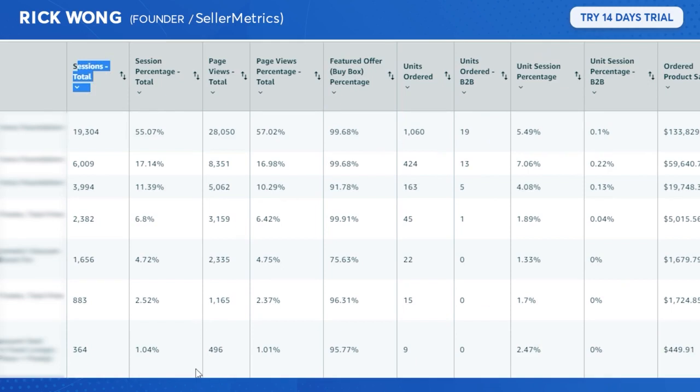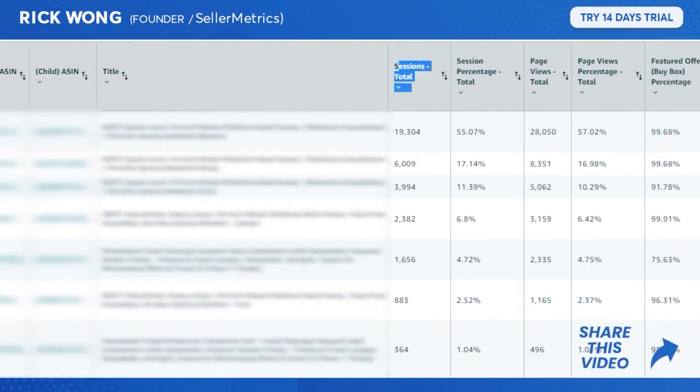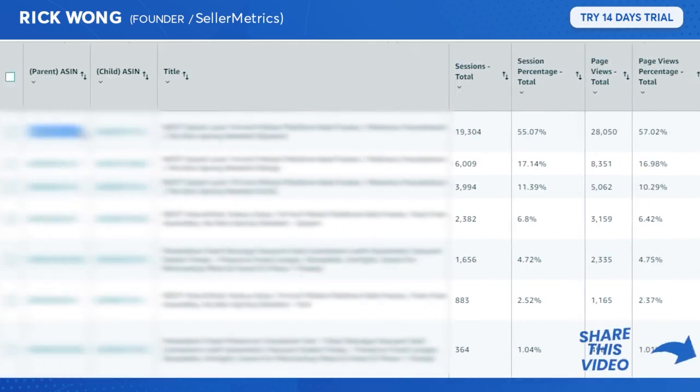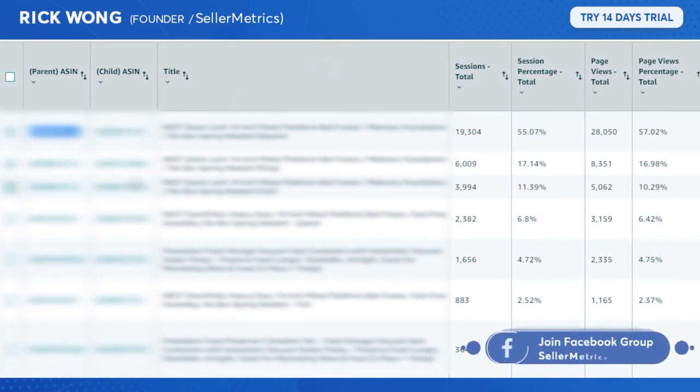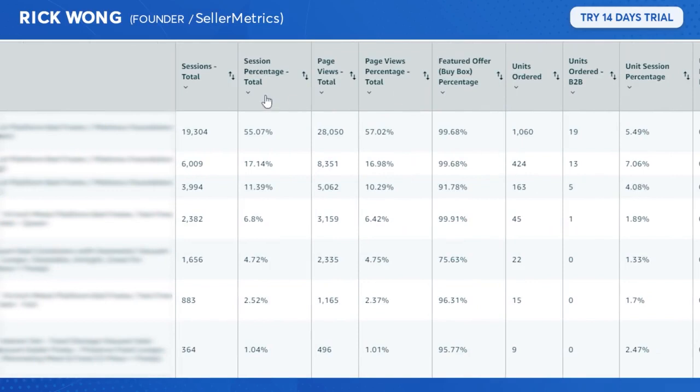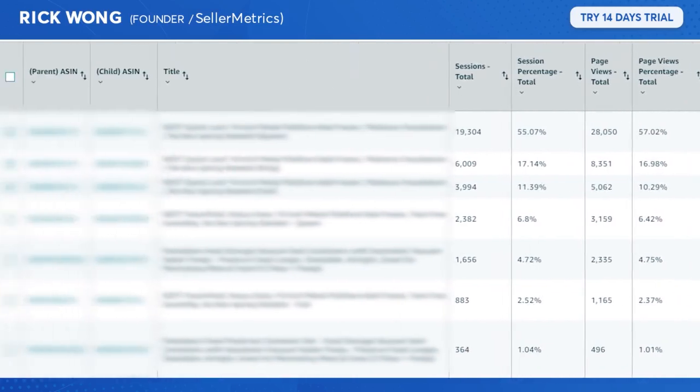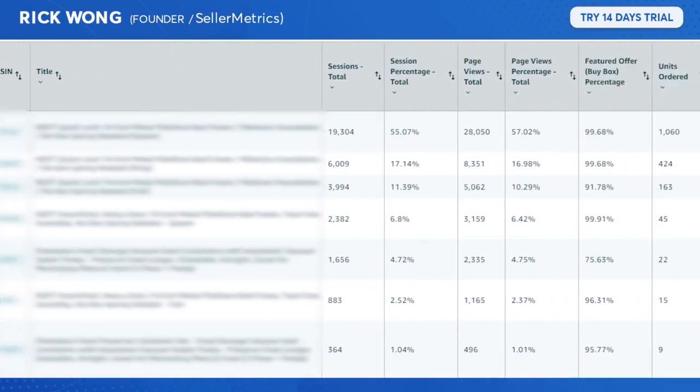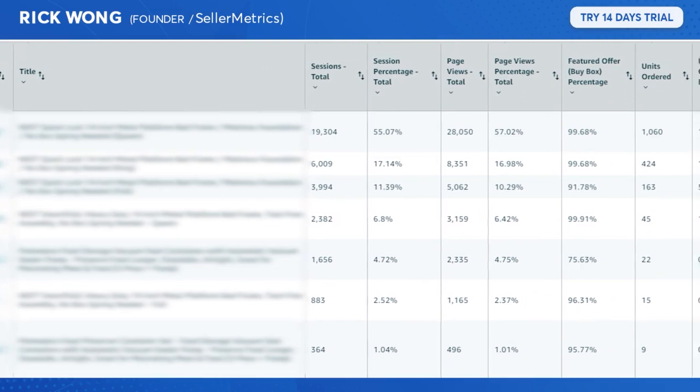Another way that you can interpret your sessions and page views is to look at which child is doing what. Let's just say this is my parent ASIN, and within this, 3 are my child ASINs under my parent. You can take a look at how the session percentage filters through your children, so you can see which child variation is attributing more sessions and getting more traffic, right?